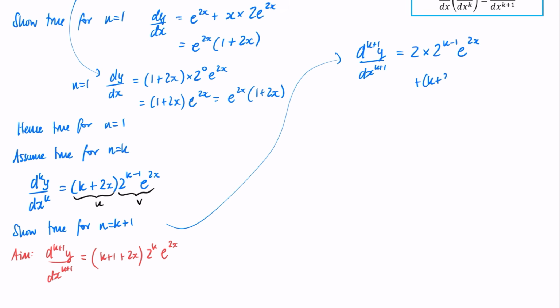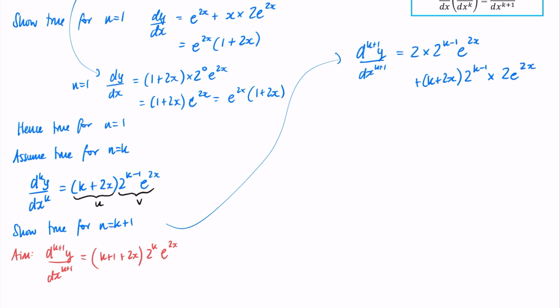That's going to be my k plus 2x. And I will differentiate this. Now, this is just a constant, so it's going to stay there. So it's going to get multiplied by 2 to the power of k minus 1. That is then going to get multiplied by the derivative of e to the 2x, which is 2e to the 2x. All we have to hope now is it's going to simplify down to this thing that we've got.